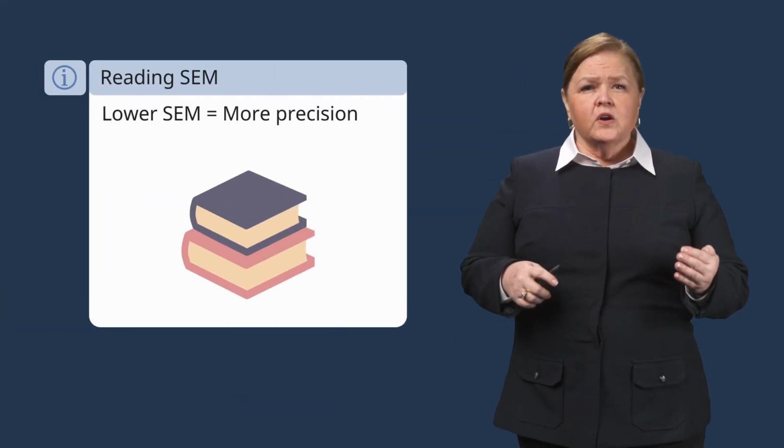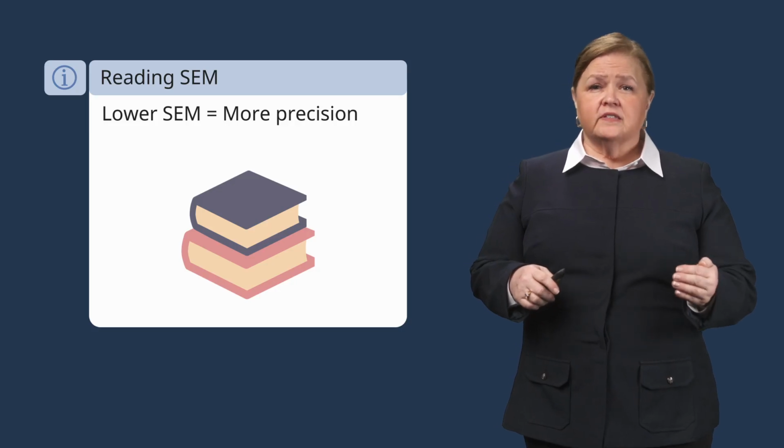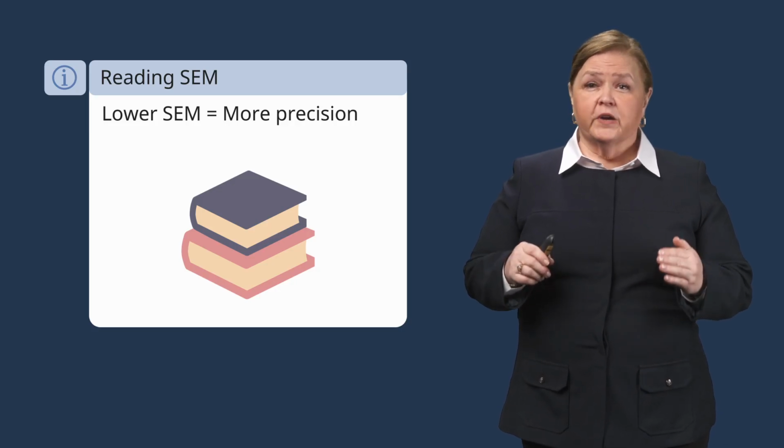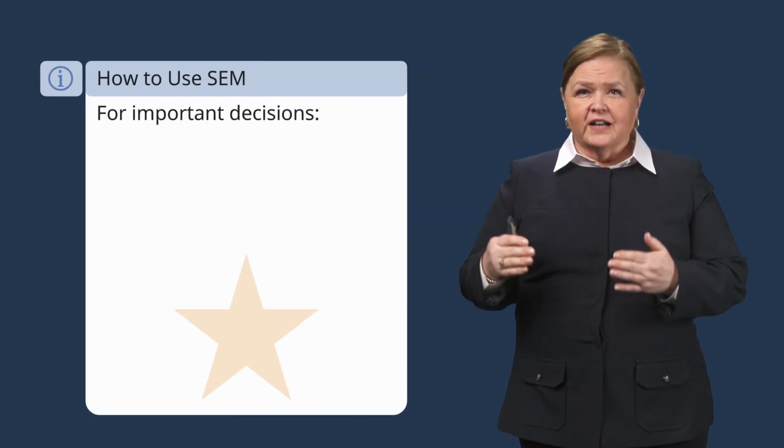Now, if you have a lower SEM, like 1.71, this indicates greater precision. You can be more confident about where a student's true knowledge falls. Higher SEMs in subcategories suggest we might be a bit more cautious when making decisions based solely on those section scores.